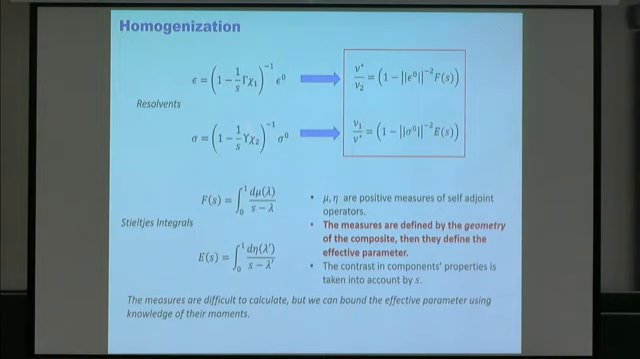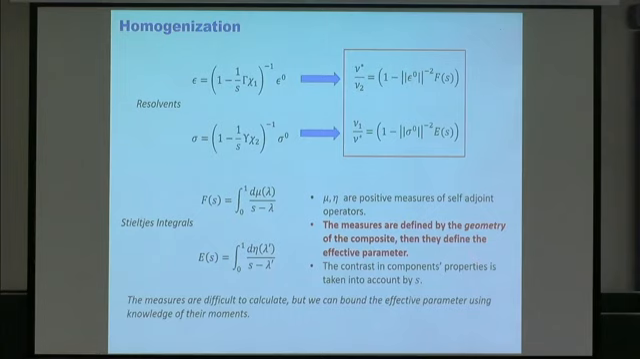Here, f of s is defined as this Stieltjes integral, where mu is a positive measure of a self-adjoint operator, namely gamma chi, and eta is also a positive measure of this self-adjoint operator, and there's our E of s there. The key point is that these measures are defined by the geometry of the composite, and those measures themselves will then define the effective parameter through these equations.